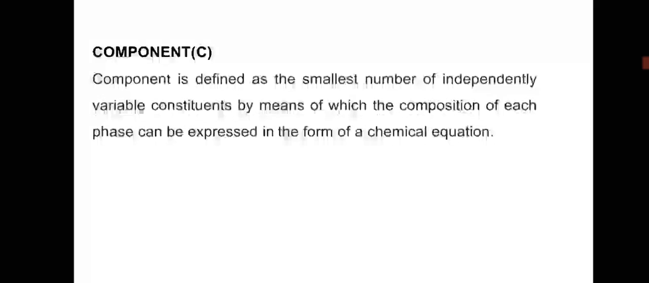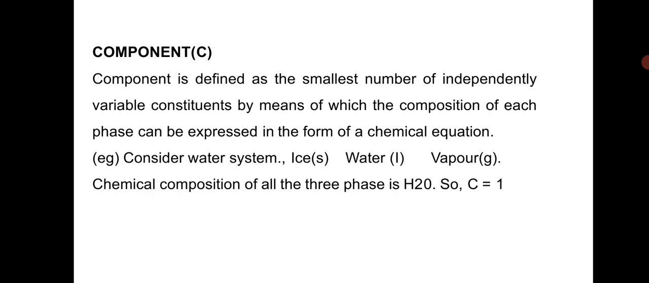Let us see component. A component is the smallest number of independent variable constituents by means of which the composition of each phase can be expressed in terms of a chemical equation. Let us consider the water system. Water exists in three phases: ice in equilibrium with water, water in equilibrium with vapor. Therefore, the chemical composition of all three phases is water. Even though water can exist in three different phases, the main component present in all phases is water alone. Therefore, the component is 1 for this system.